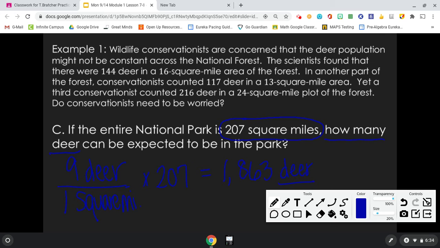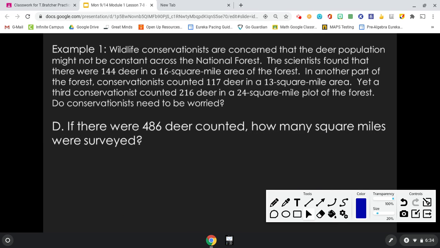All right, now let's see what happens if we go the other way around. So in part D, okay, let me go ahead and write our unit rate. So we know that there are 9 deer in 1 square mile. This one says, if there are 486 deer counted, how many square miles? So this time it's given us the number of deer, and it wants us to figure out how many square miles. So this time, instead of multiplying by our unit rate, we're going to want to divide.